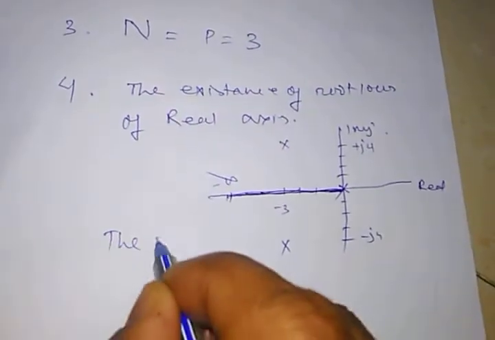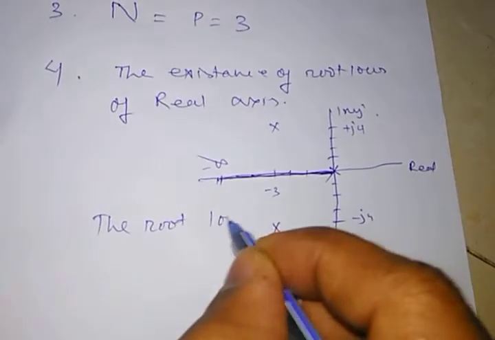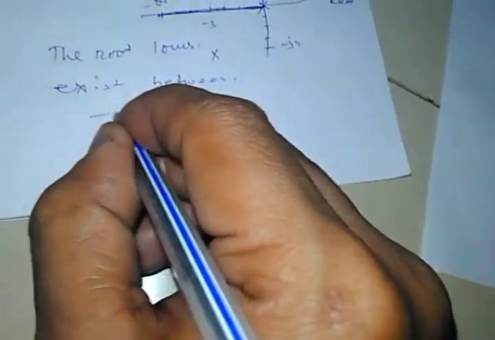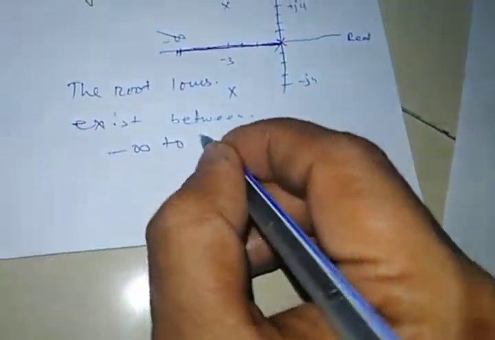So I can write here that the root locus exists between minus infinity and 0 on the real axis.